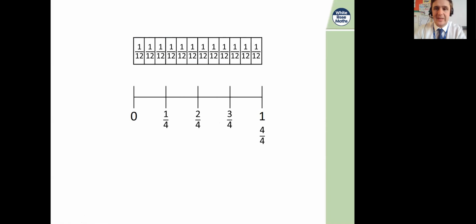Now I've split them into 12ths. How many 12ths would be the same as 1/4? Would be equivalent to? Well done, it'd be 3. 3/12 is equivalent to 1/4. If I added another 3/12 on, I'd have 6/12 is equivalent to 2/4 or half.